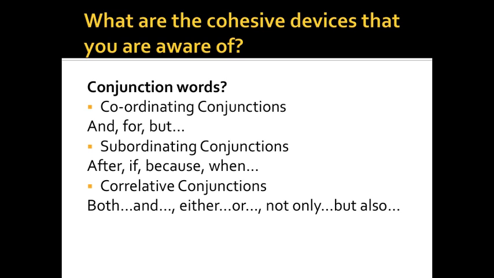There are three different types of conjunction words: coordinating conjunctions like and, for, but; subordinating conjunctions like after, if, because, when; and correlative conjunctions like both, and, either, or, not only but also. They always appear in pairs. Besides conjunction words, there are also some other strategies that we can use for cohesive writing. Today we're going to talk about theme and rhyme for achieving cohesion in our writing.